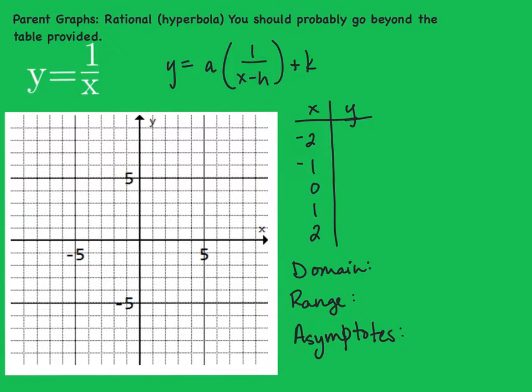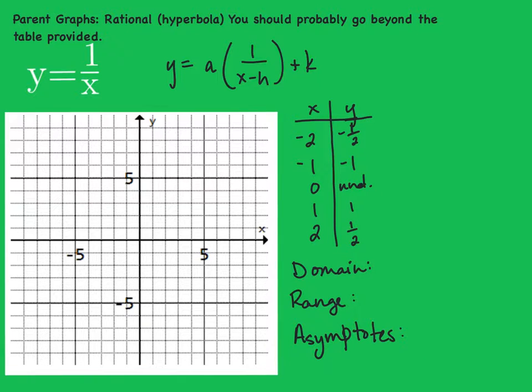Next up is the rational, also called a hyperbola. If we just stick with the table and we do 1 over -2, we get -1/2. 1 over -1 gives us -1. 0, 1 over 0 is undefined. We cannot divide by 0. 1 divided by 1 is 1, and 1 divided by 2 is 1/2.